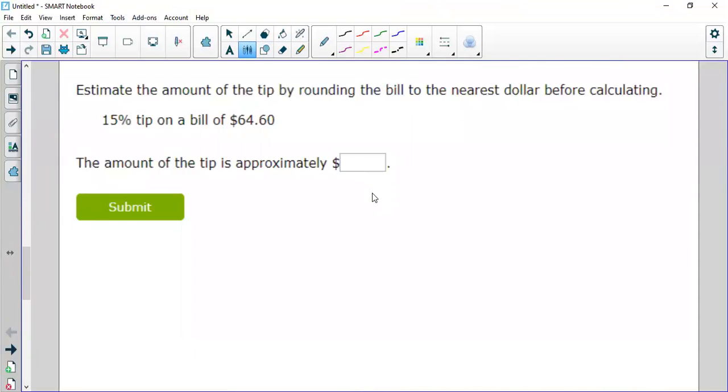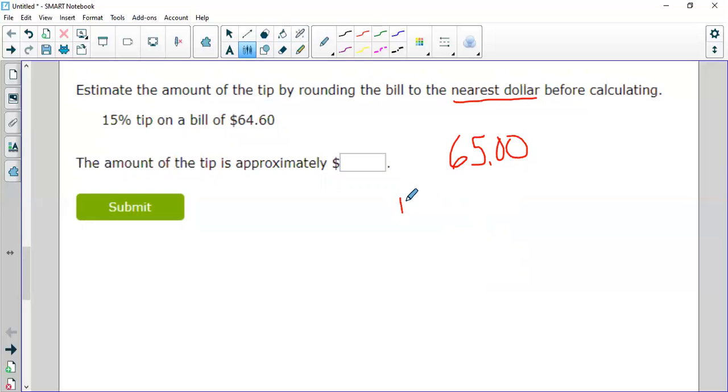Now we'll do some 15s. These are the harder ones. Estimate the tip by rounding to the nearest dollar. Figure out what you're rounding to. So 64.60, rounding to the nearest dollar. This 6 tells me to take this 4 and move it up to a 5. So I'm talking about a round of $65.